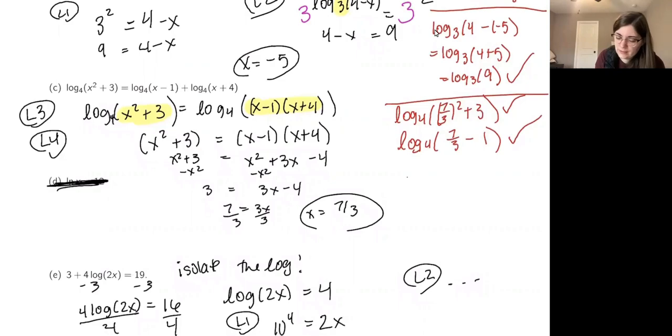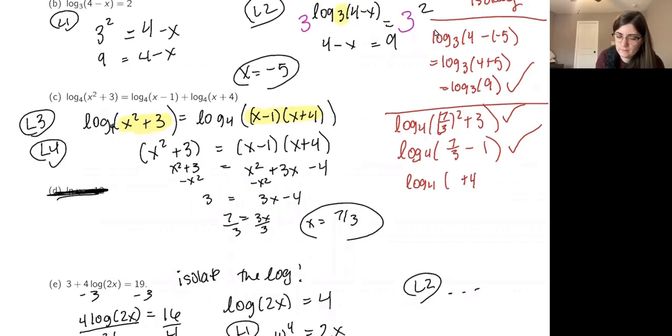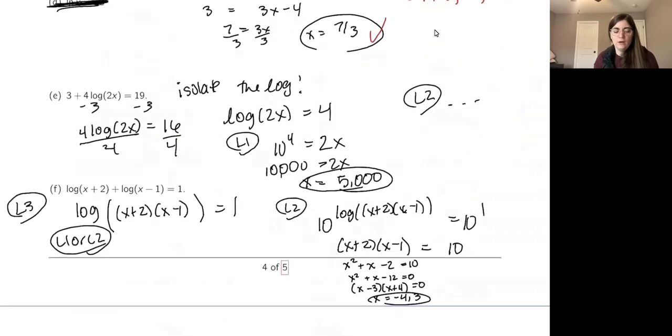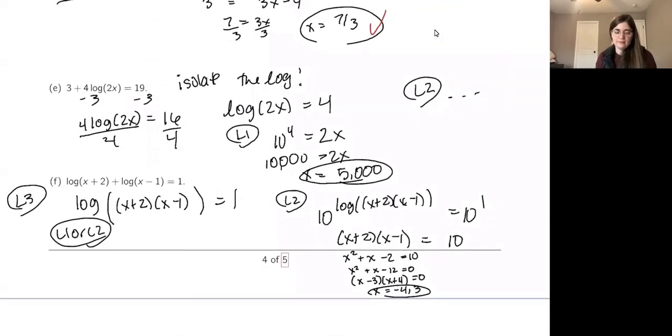And my last one, I had log base 4 of x plus 4. And if I replace that x with 7/3, 7/3 plus 4, yeah, that's a positive number. I can take the log of it. That's allowed. It's in the domain. So that means that this answer is good to go. We'll check on E as well. I got that my answer was 5,000. If I plug 2 times 5,000 into a log, I get 10,000, and I can do the log of 10,000, no problem. That's a positive number. I can calculate that log. The inside is a positive number. Cool. That answer is good to go.